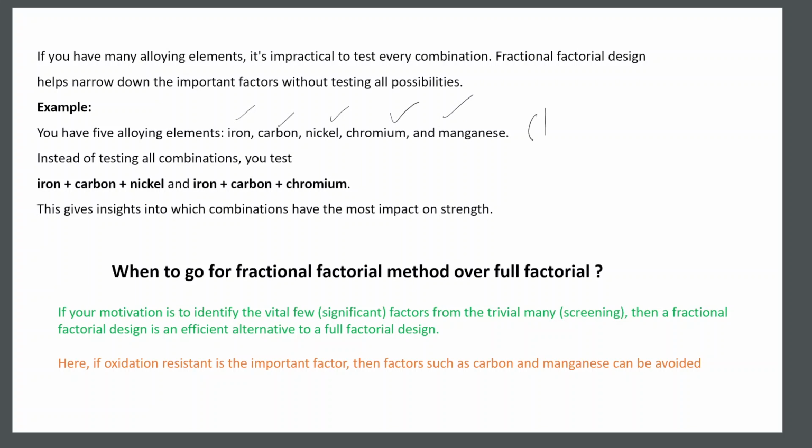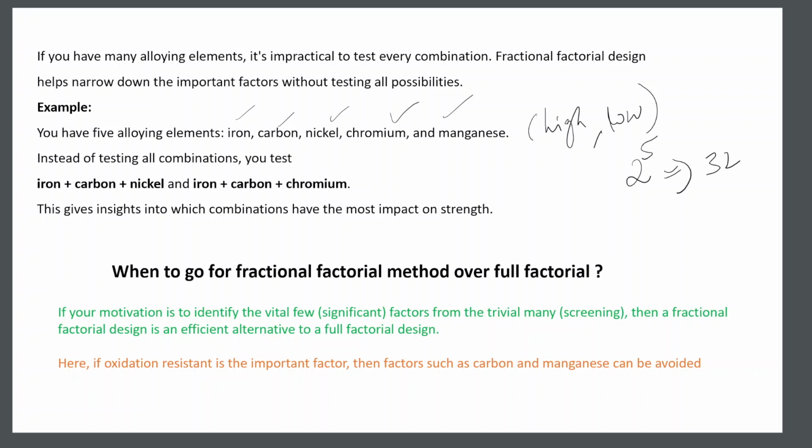We can use two levels, high and low. So 2 power 5 experiments, which means 32 experiments have to be conducted in this case. But this is too much, because we know only iron, carbon, nickel and iron, carbon, chromium influence the strength of the material. The manganese might not be a very critical factor. Just hypothetically, I'm talking, not actually discussing the realistic impact of the manganese.